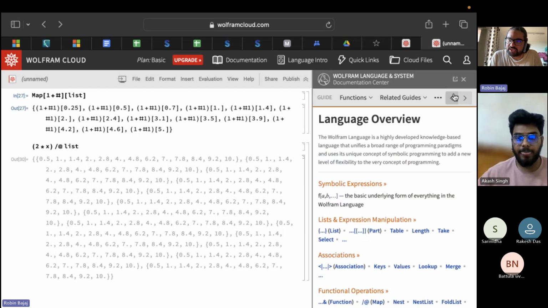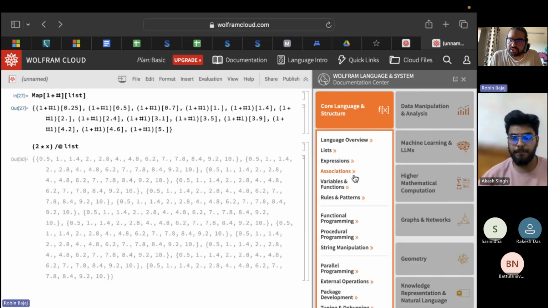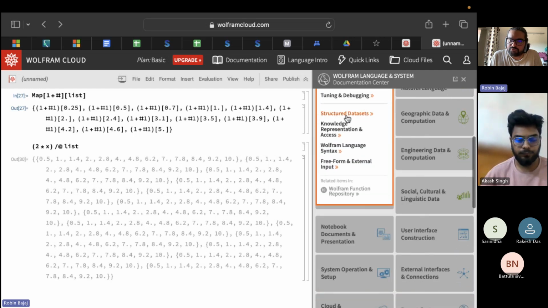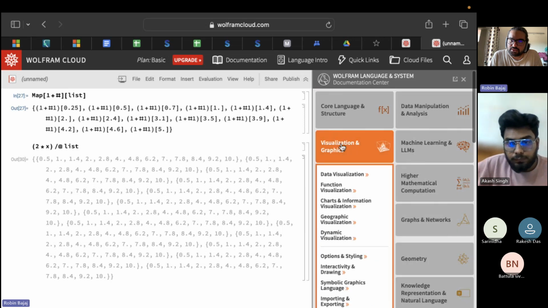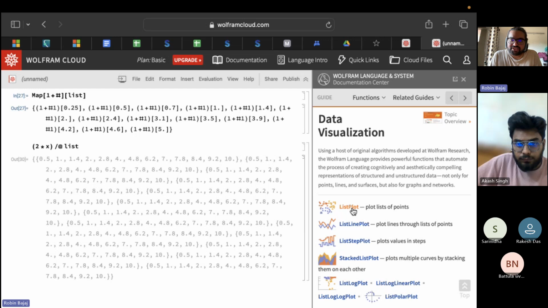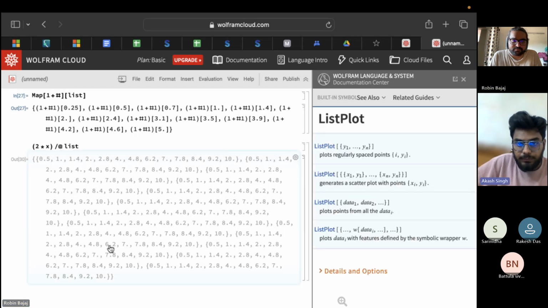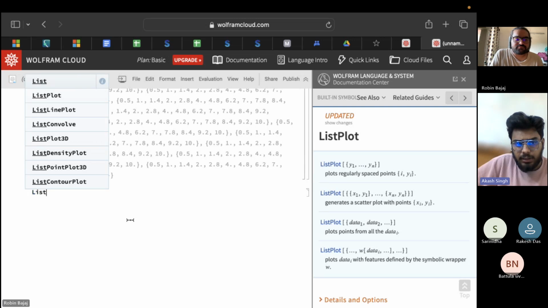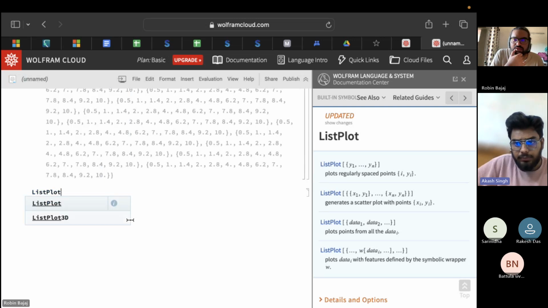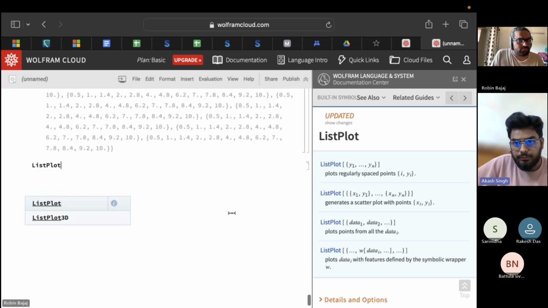And then let me see if you can have something related to the visualization, which is the graphics, data visualization. Let's do that. So ListPlot, you must have studied, right? Yes, sir. So what does it do? So it basically makes the graph, the bar graph and the line graph.